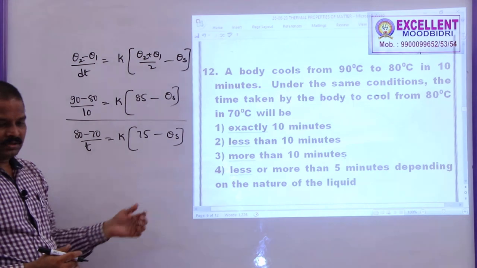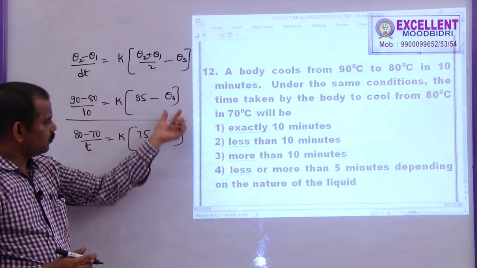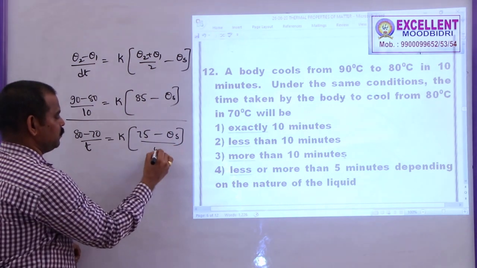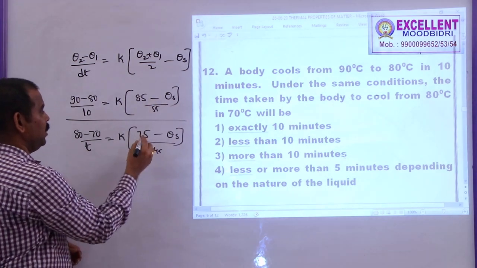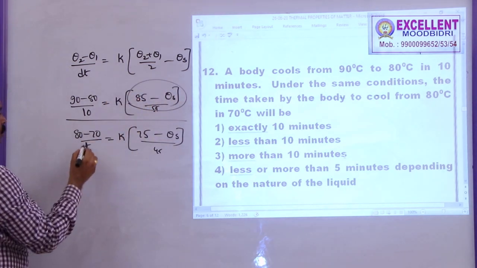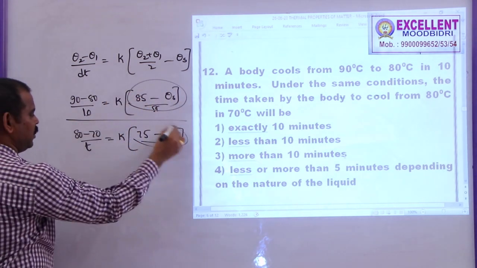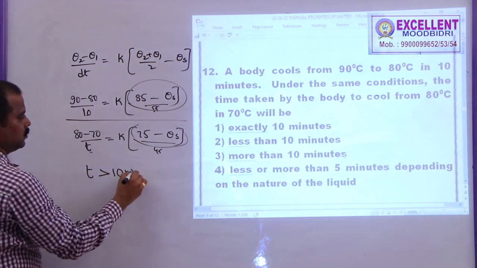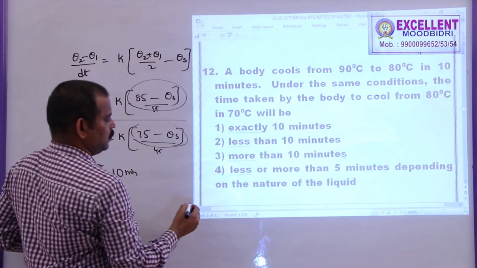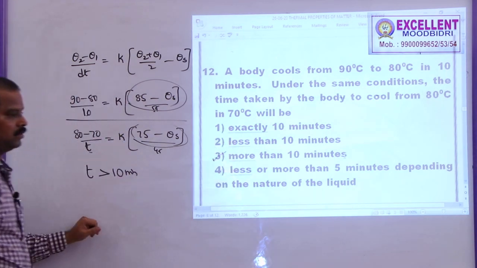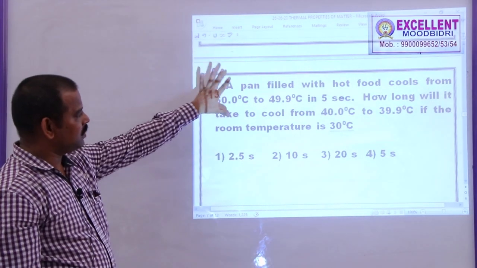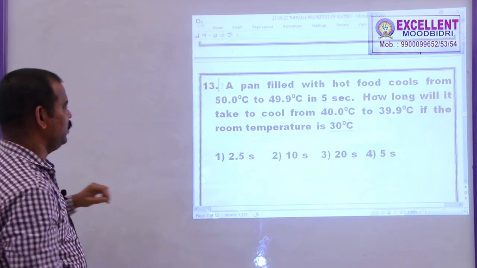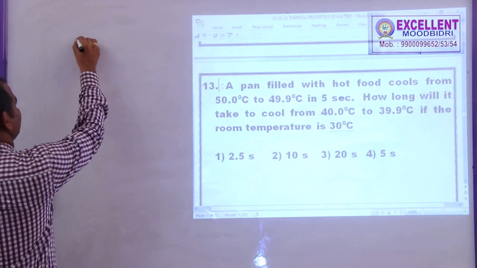You can see this, if the temperature of the surroundings is around 30, this will become around 45, this will become 55. As this value is more, this will take less time. As this value is less, this will take more time. So T is greater than 10 minutes. So the answer is more than 10 minutes. Option 3 is correct. 13th one, this is also based on Newton's law of cooling. So I am going to use this formula.